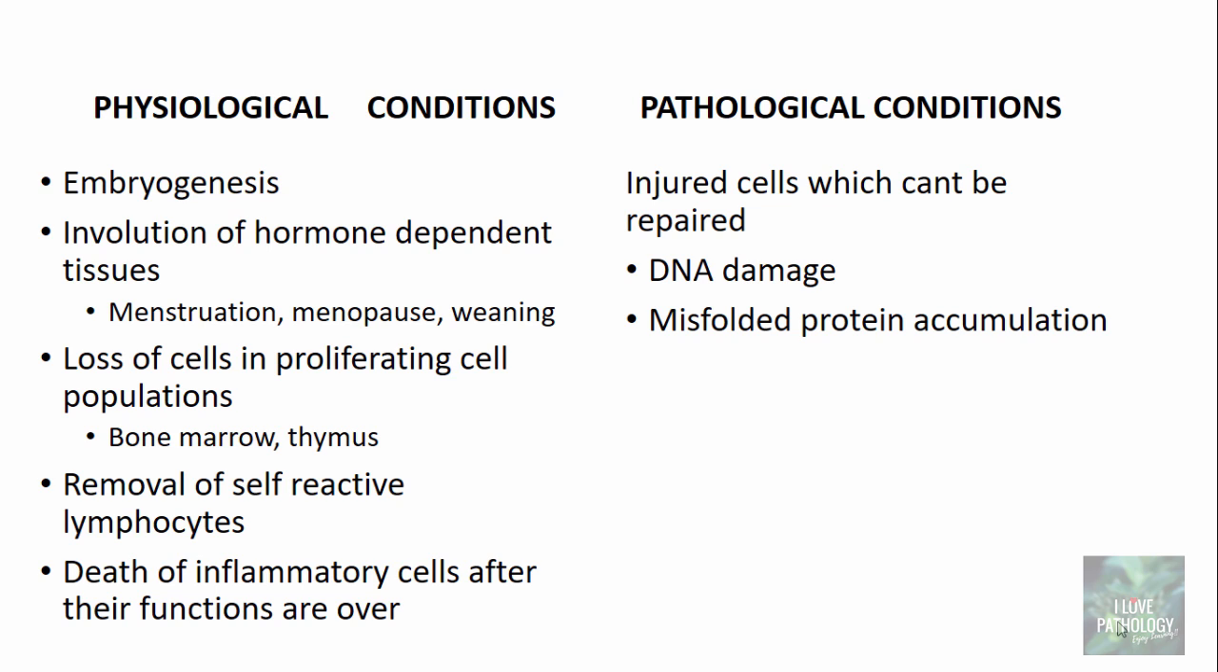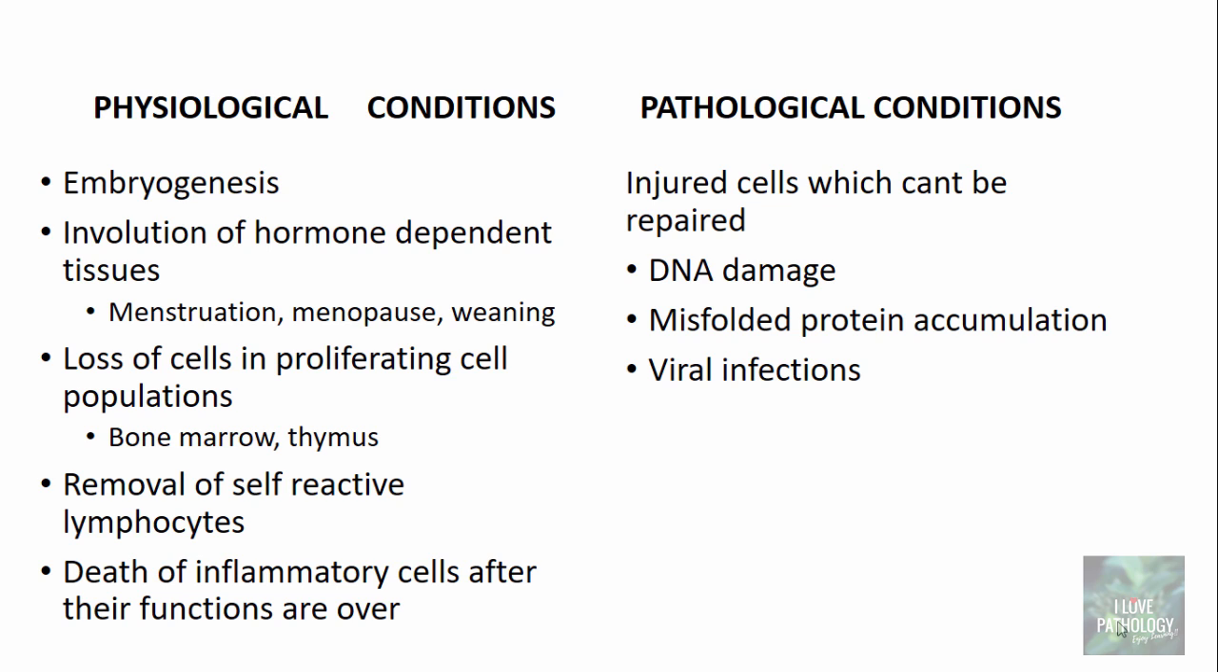So when I say misfolded protein accumulation, it means that there will be accumulation of proteins in the cell that have failed to fold properly into their proper tertiary structures. These are the cells which can undergo apoptosis.